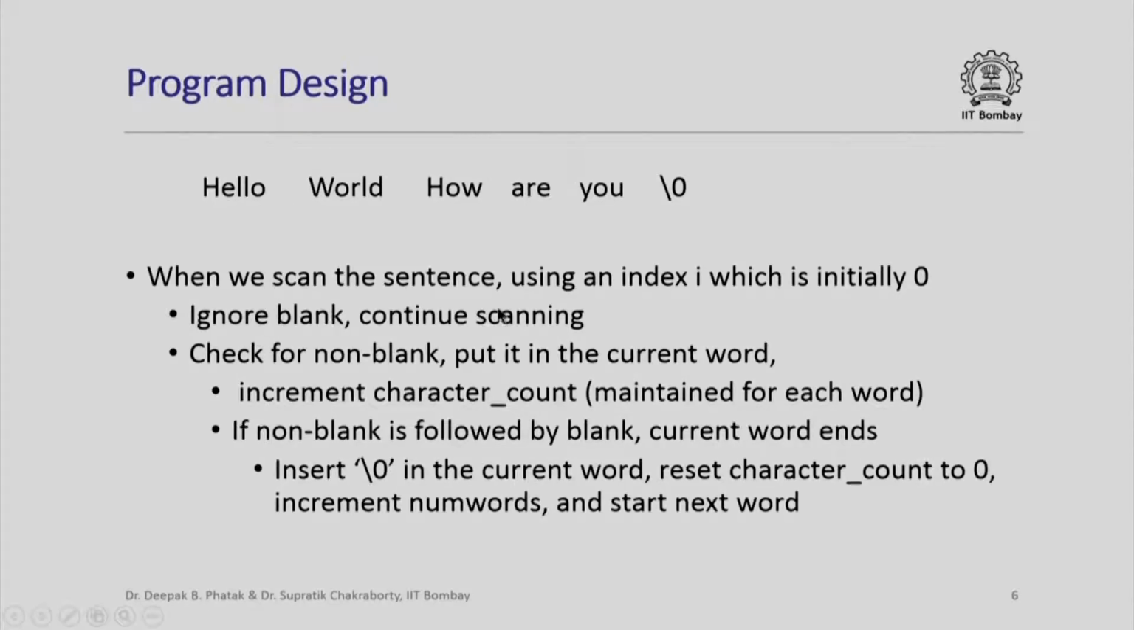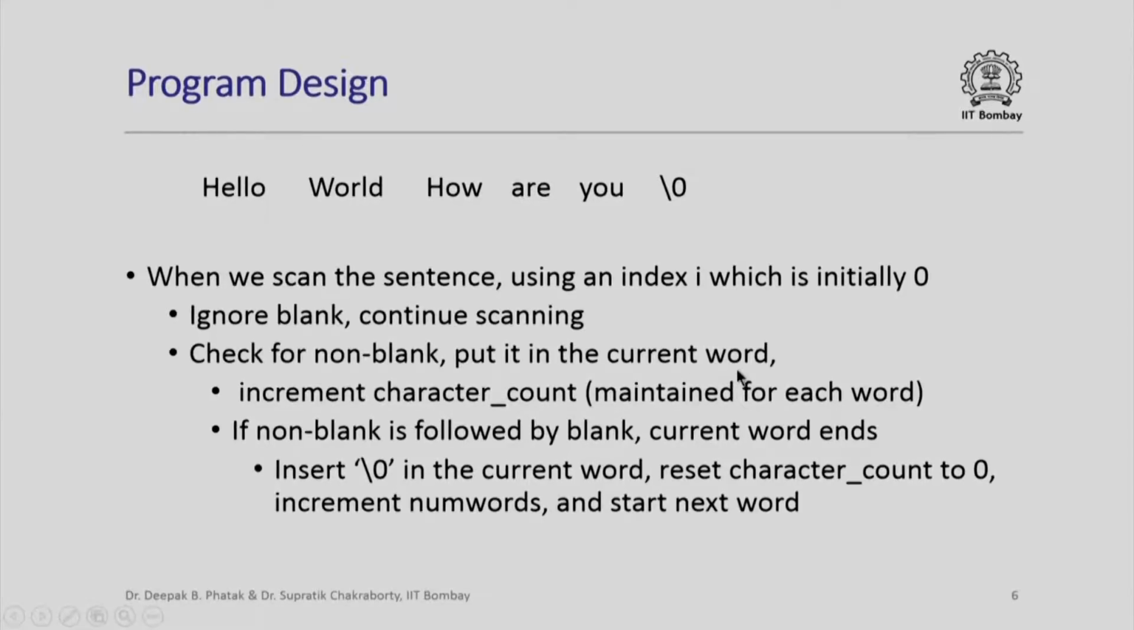So, when we scan the sentence, let us say using an index i, which is initially 0, all that we do within the iteration is ignore blanks. If we encounter a blank, simply ignore it, continue scanning. Somewhere we will come across non-blank characters. When we find a non-blank character, we will have to put it in the current word. So, obviously the current word, the word count or the character count for that word will all have to be initialized properly.